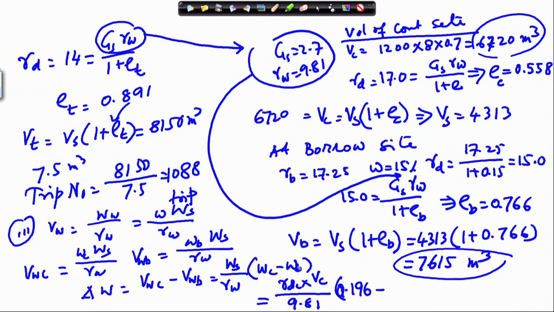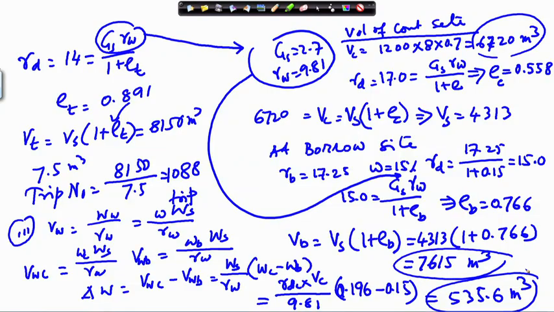gamma dc into V_c divided by 9.81, that is gamma W, into w_c, which is 0.196, minus w_b, the borrow side, which is 15%, 0.15. So, if I do this calculation, it gives you 535.6 meter cube. So, that means from the borrow site, the amount of soil you are taking, in that soil you have to add this much meter cube of water, and then compact, then only you will get the desired result.